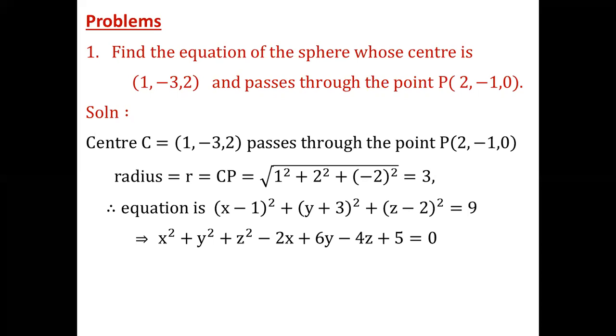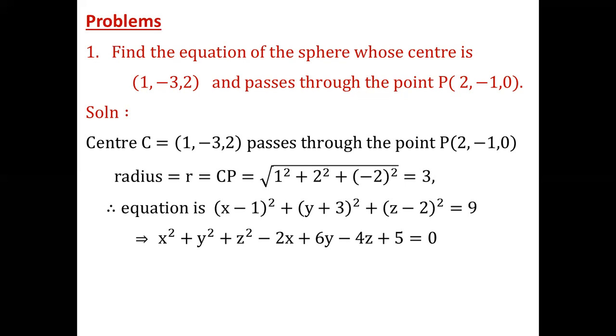Find the equation of a sphere whose center is (1, -3, 2) and passes through the point (2, -1, 0). Let us name the center as C and the point it passes through as P (2, -1, 0). We require the radius, and the radius is nothing but the distance between C and P.